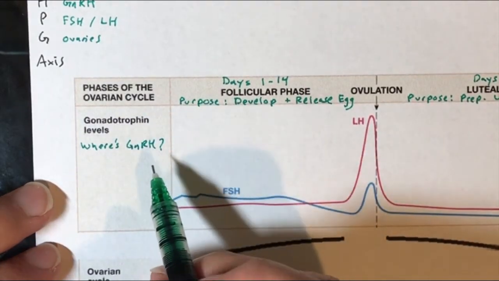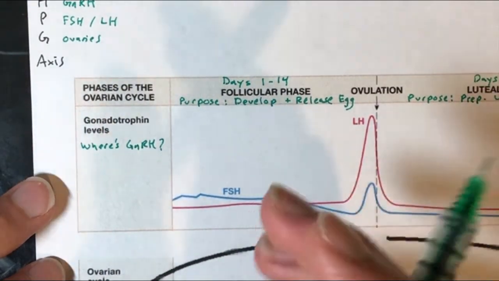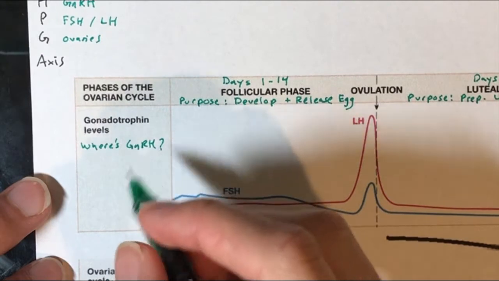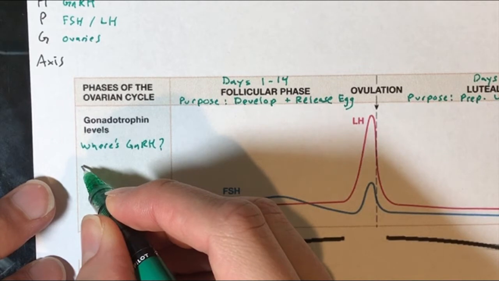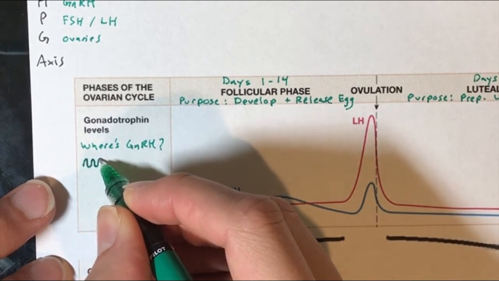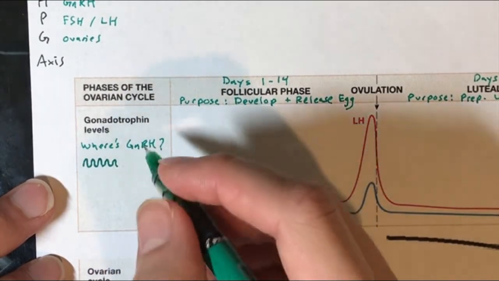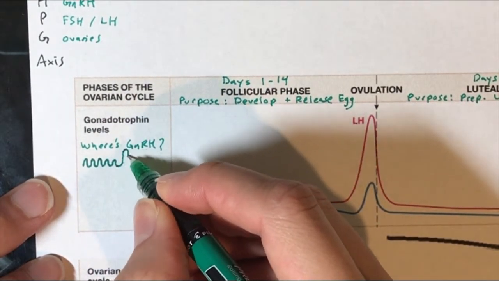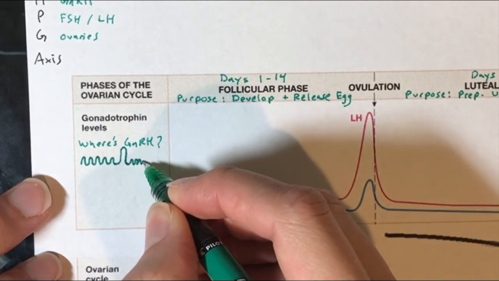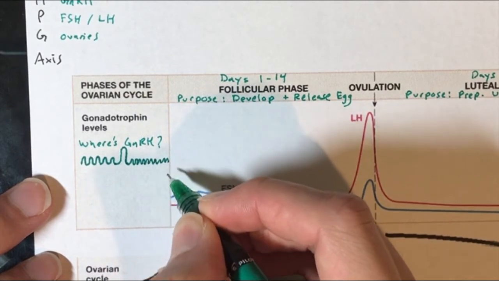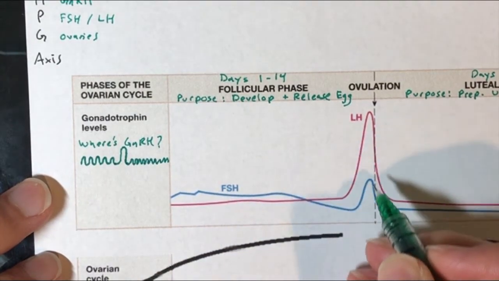GnRH is released from the hypothalamus in sort of a funny way. It's released in pulses. So you have low amplitude pulses that are sort of slow. And then you get a surge. And then you have low amplitudes that are even faster. So it's not quite as simple as a line and then it bumps up and then another line.